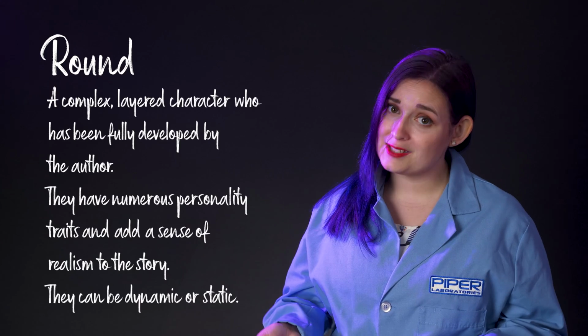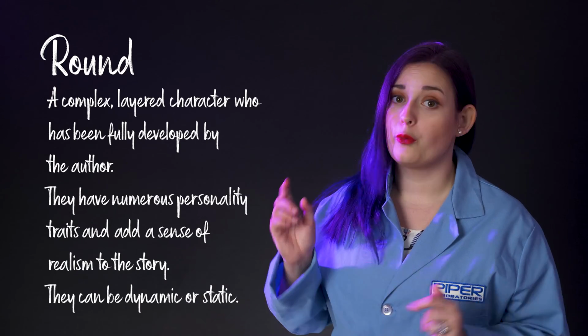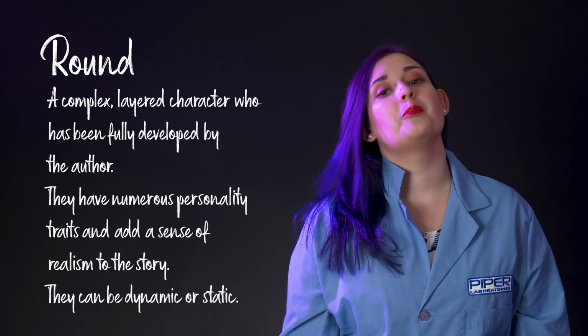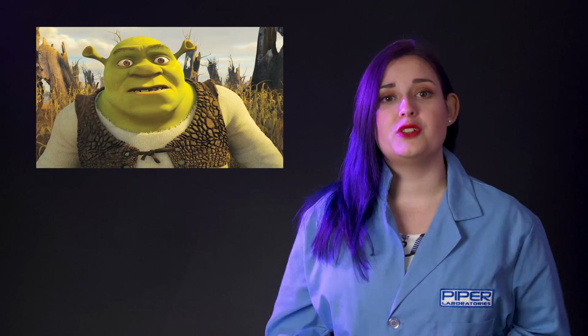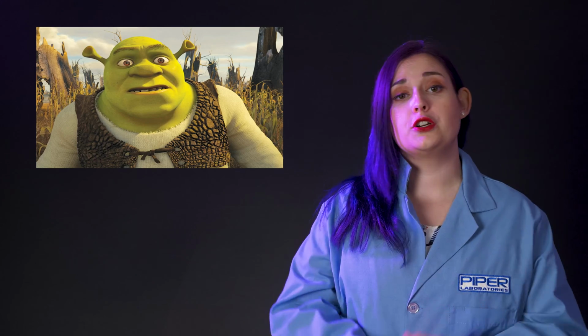Round is surprisingly not just a mean way to say a character is fat. Instead, round characters are also known as complex characters. And yet again, I gotta bring up Shrek. He mentions that ogres are like onions because onions have layers. Well, that's exactly what a round character is. A character with layers. And it's easy to remember because onions are round.